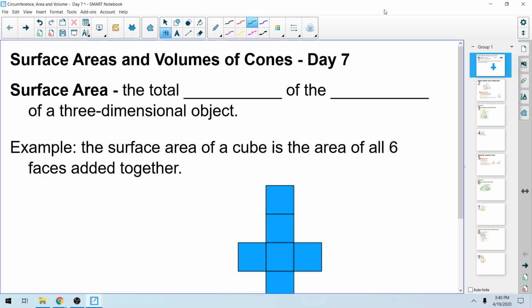Okay, everybody, welcome to Circumference, Area and Volume Day 7. And on Day 7, we're going to cover surface areas and volumes of cones.